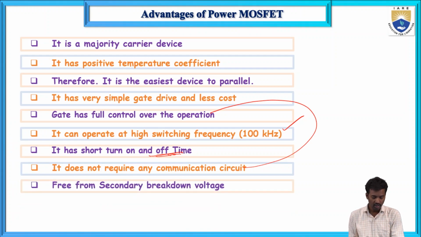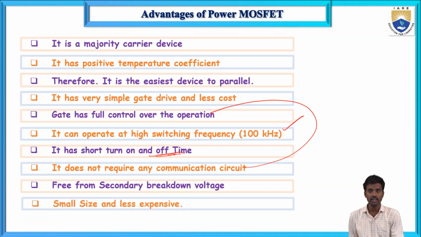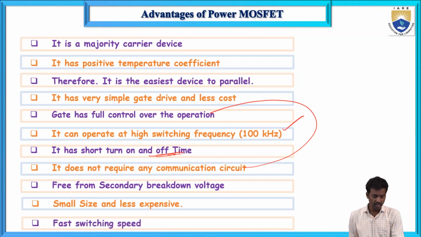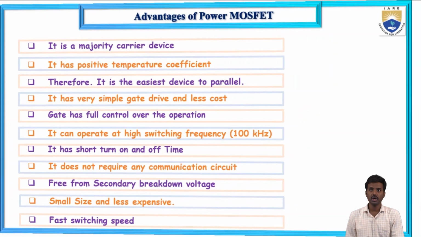Now here it is free from the secondary breakdown because it has a positive temperature coefficient. It has small size and is less expensive. And next, it has a fast switching speed. So now these are the advantages.